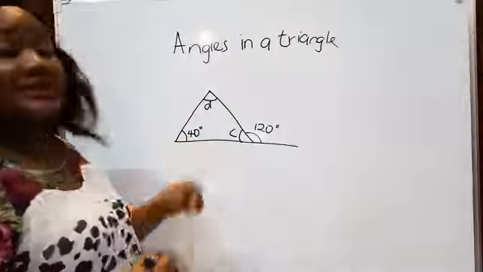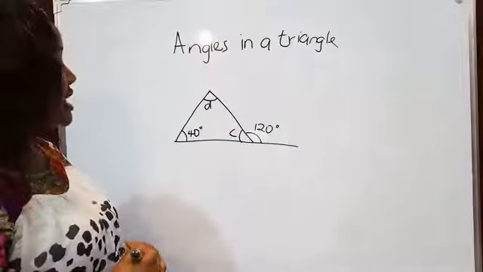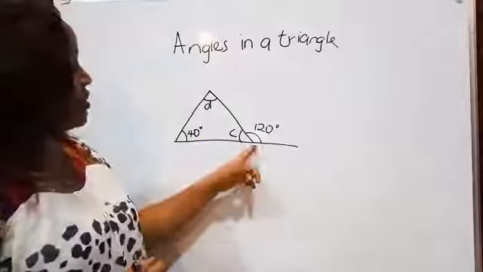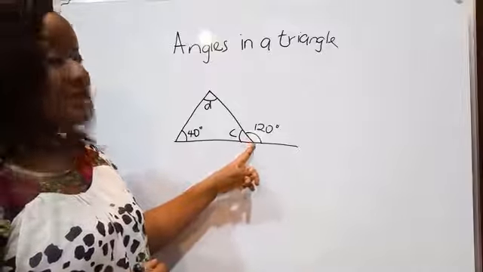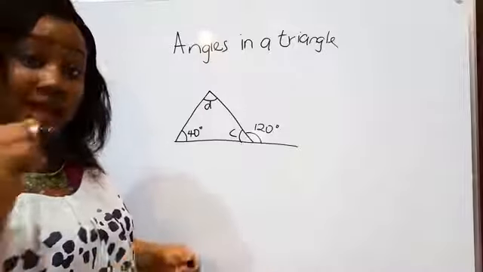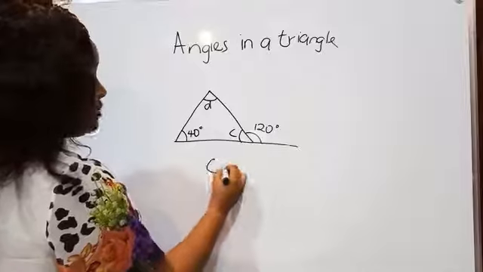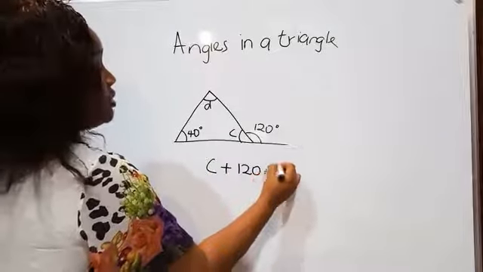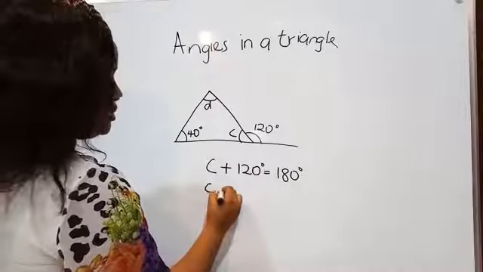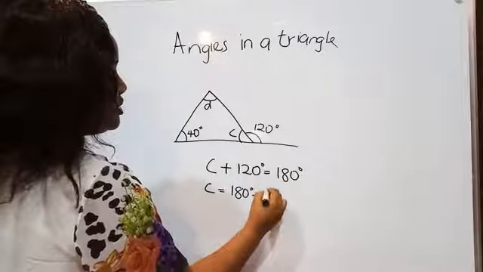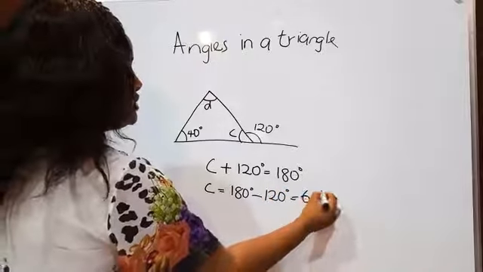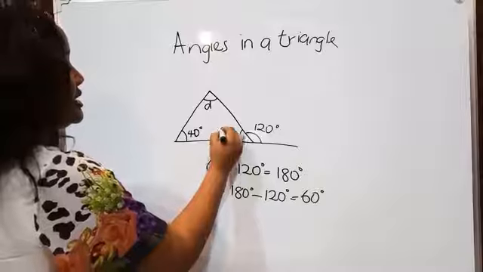So let's look at this problem. Let's see how we solve it. We have two knowns and two unknowns. Let's start from here. We already know that C plus 120 degrees will give us 180 degrees. Reason being angle on a straight line. So you have C plus 120 equals 180, so our C equals 180 degrees minus 120 degrees, which gives us 60 degrees.